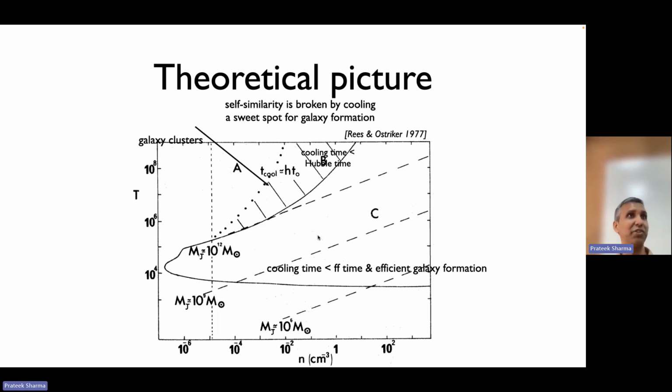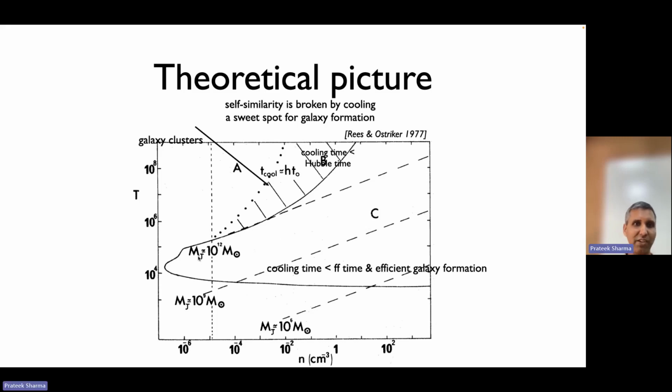Now these regions with higher density than this contour will be cooling really crazy, right? High density gas has a short cooling time. So all this parameter space is very happy to form galaxies efficiently. But this parameter space is not. So this is where galaxy clusters lie, above this. So the gas does not cool within a Hubble time for galaxy clusters. Normal galaxies lie in this regime.